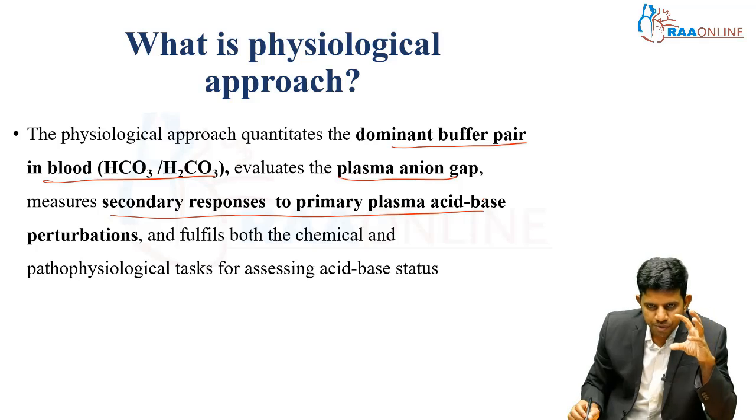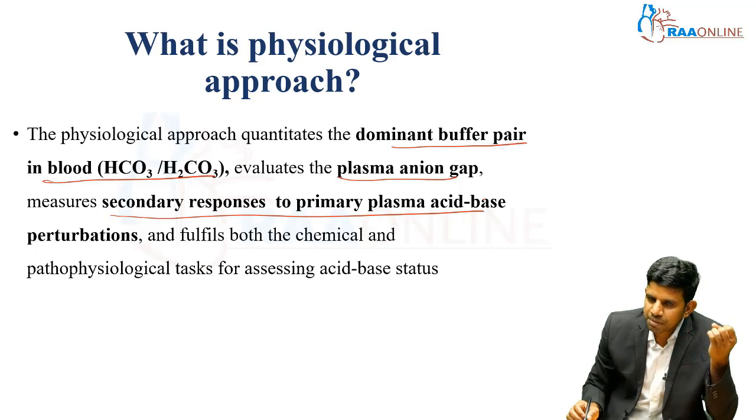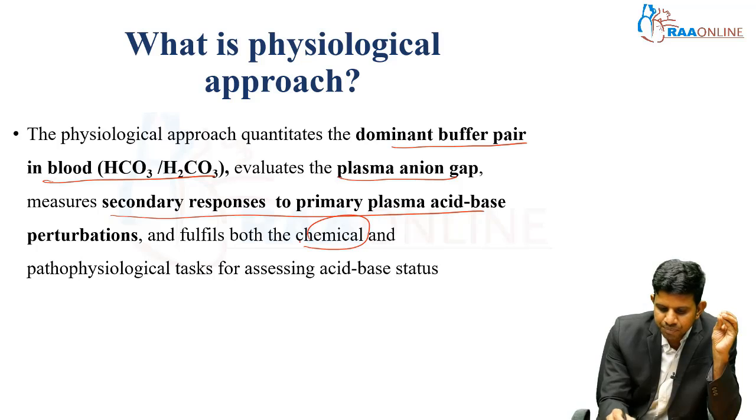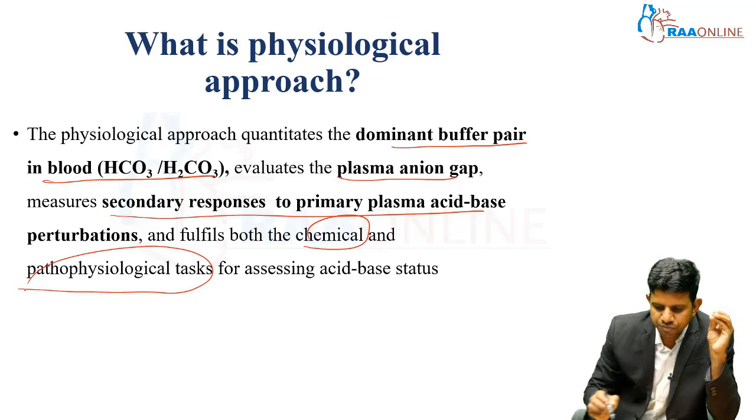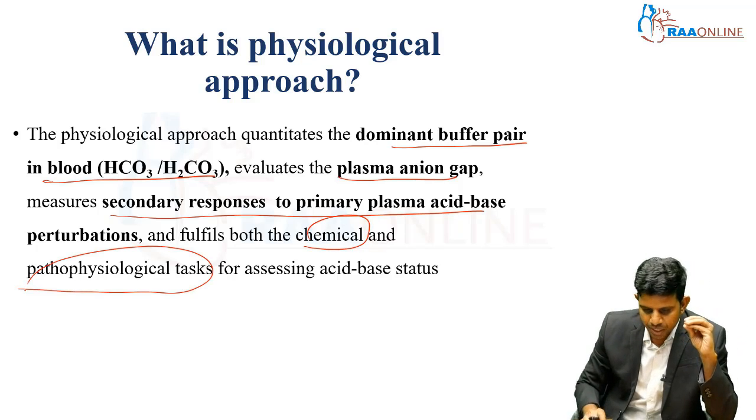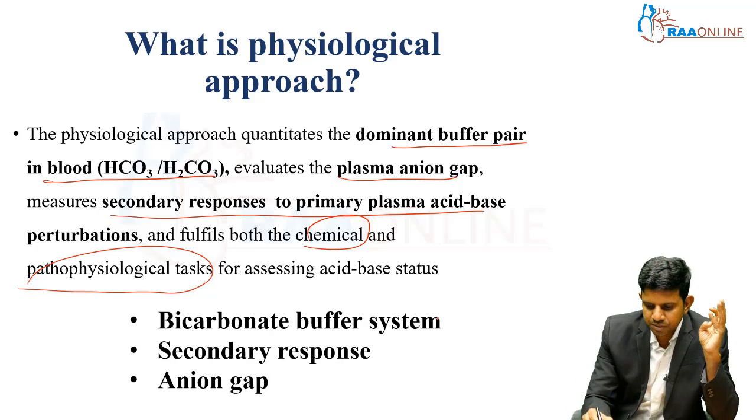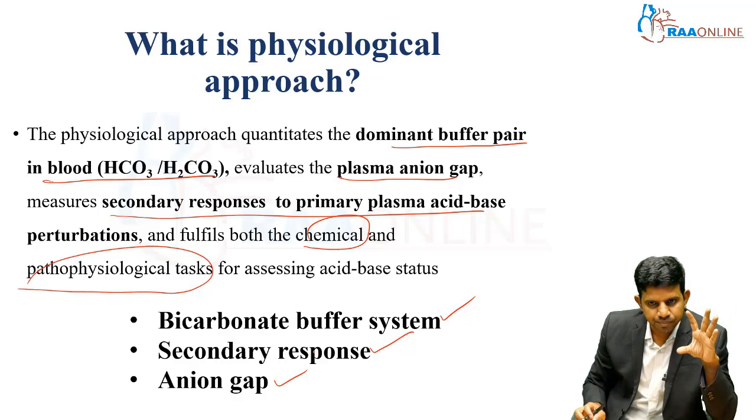If you put it all together, I am quantifying the acid-base disorders by the bicarbonate buffer system, checking the plasma anion gap, and third, I am checking whether my secondary response is appropriate or inappropriate. From all these three put together, it fulfills both the chemical and pathophysiological tasks for assessing acid-base disorders. The first one is the bicarbonate buffer system, the second is the secondary response, and the third is the anion gap.